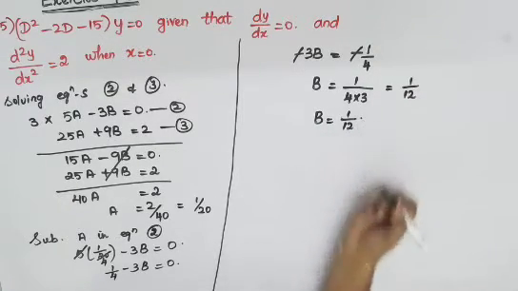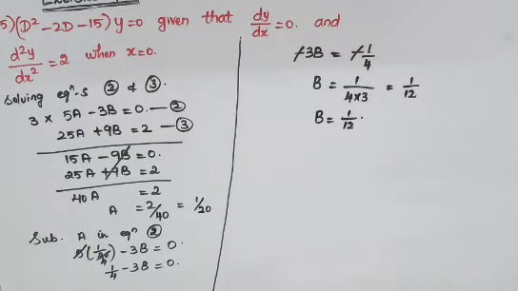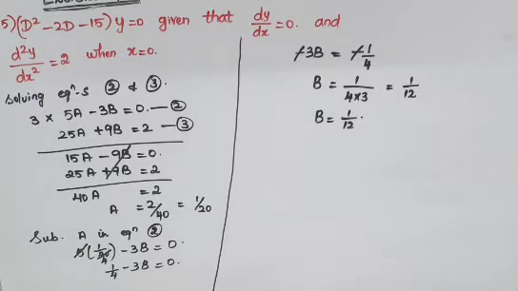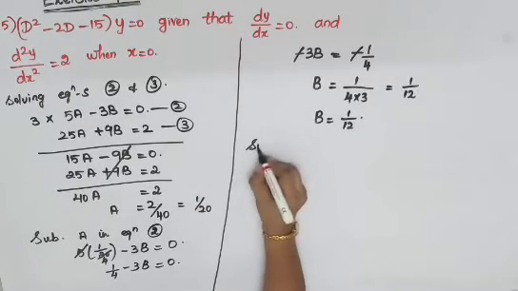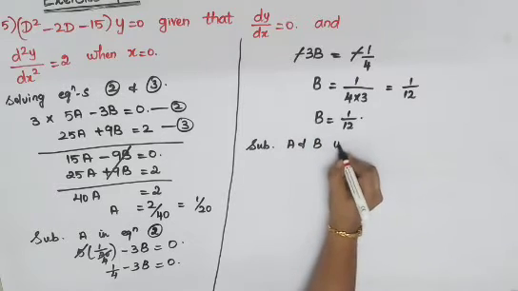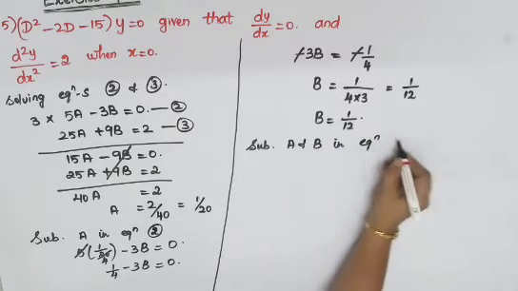So we have got a and b. Now we will have to write the general solution. Already we have written the general solution in your first equation. Just substitute your values of a and b in that equation. So I will just write your equation 1 here. So substituting a and b in equation 1.